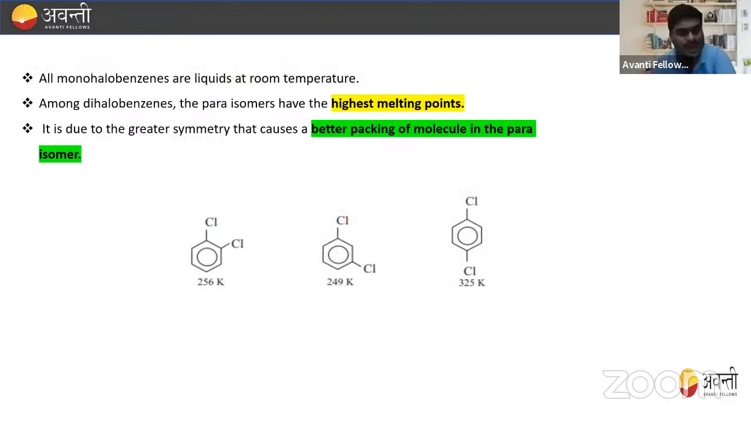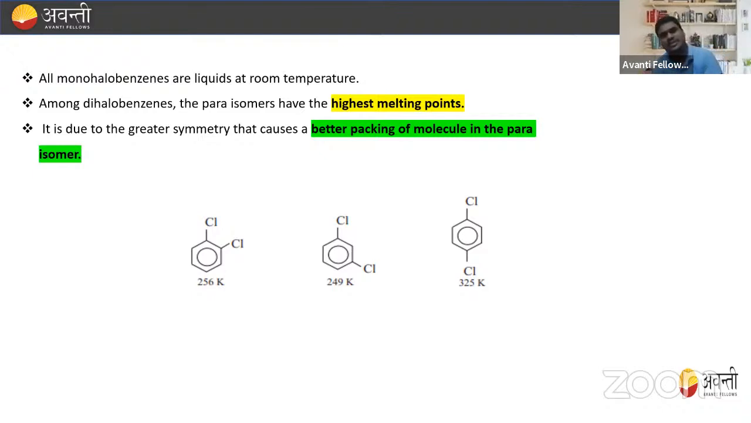Now, all monohalobenzenes are liquid at room temperature. So this point is also very important. All monohalobenzenes are liquid at room temperature. Monohalogen means either I'm talking about chlorobenzene, fluorobenzene, iodobenzene. So all monohalobenzenes are liquid at room temperature.